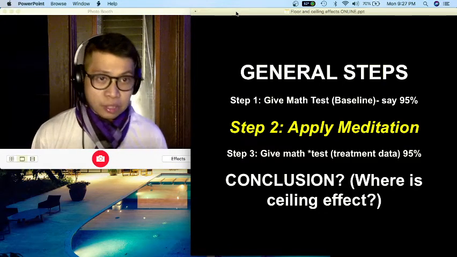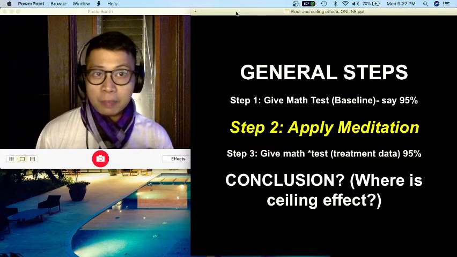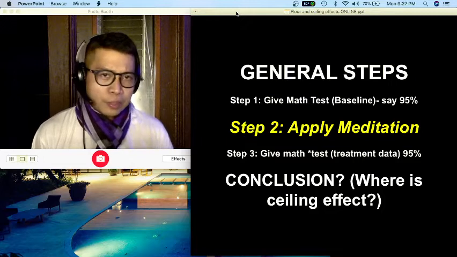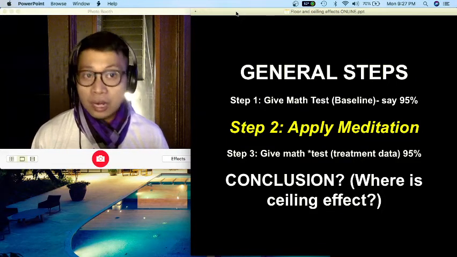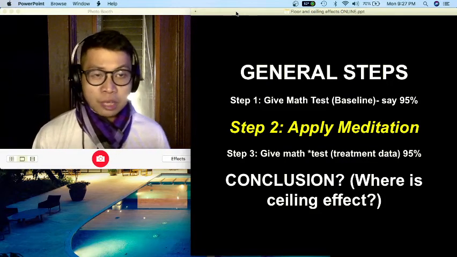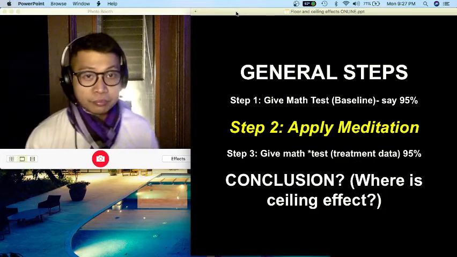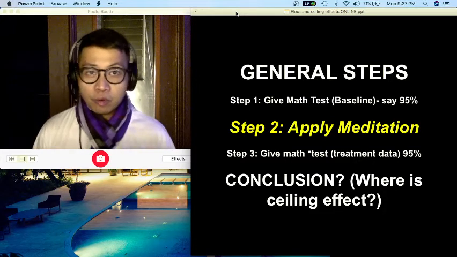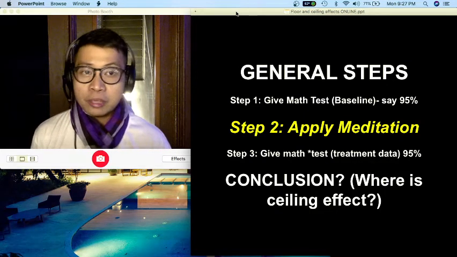Kasi if you can see, parehong 95% yung nakuha mong dependent variable, no? So even without running statistica or SPSS, pero kailangan yung i-run pa rin, no? Pero kahit tignan mo pa lang, may masasabi mo na that there are no significant differences between students' performance before they learned meditation or even after they learned meditation.